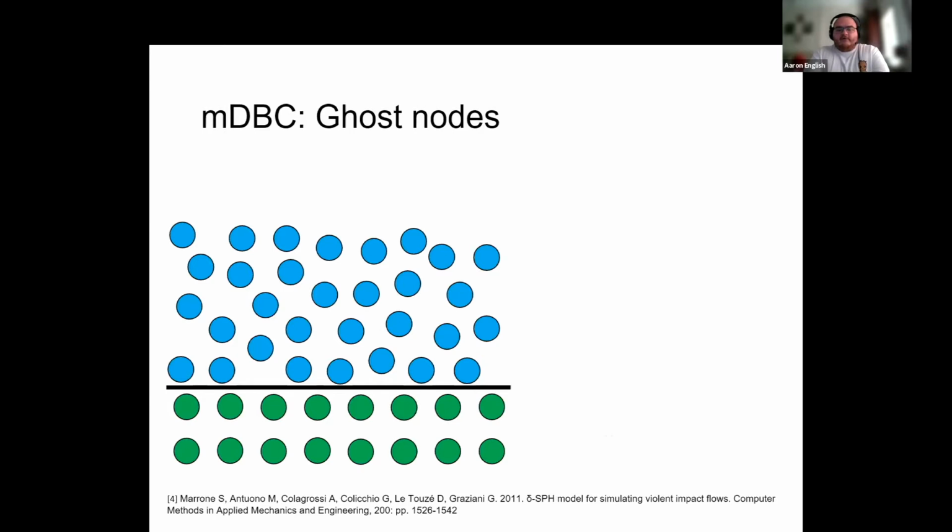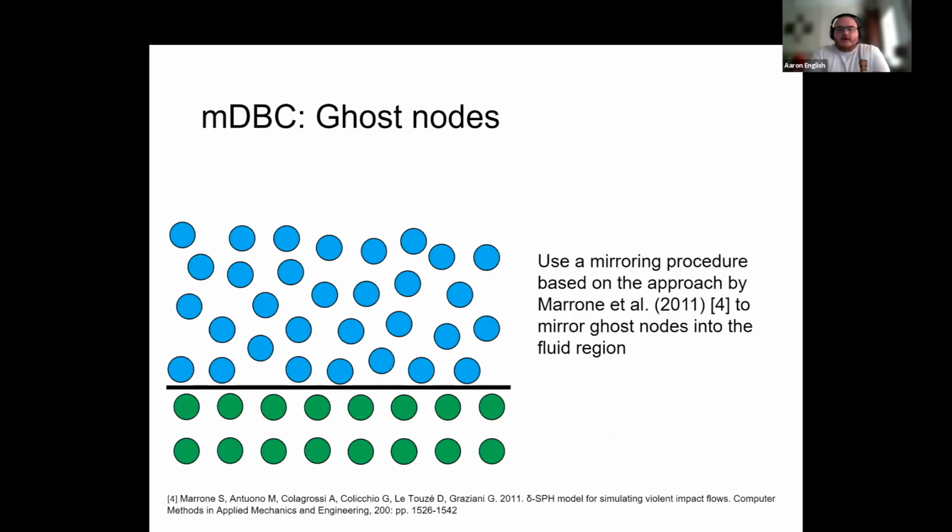Again, we've got our fluid in blue and the boundary in green. We use a mirroring procedure based on the approach by Marrone. For each boundary particle, we find the normal to its boundary. Using this, we create a ghost node in the fluid domain and then do an SPH sum around that ghost node over the surrounding fluid particles.